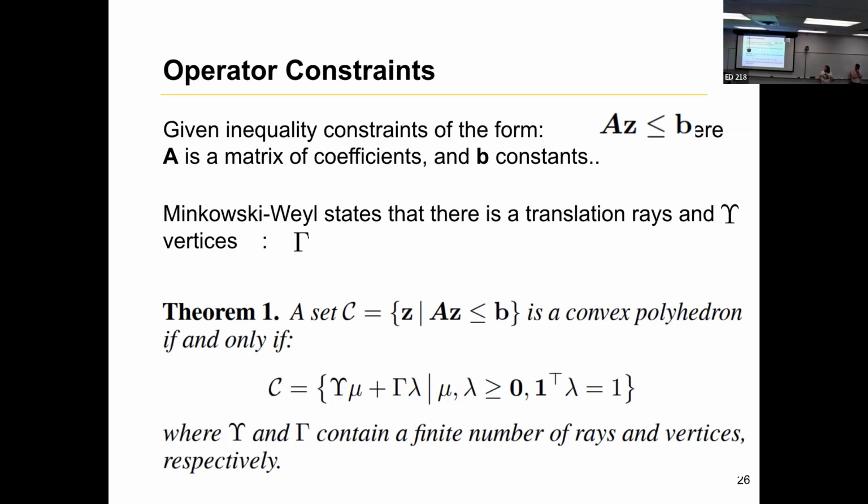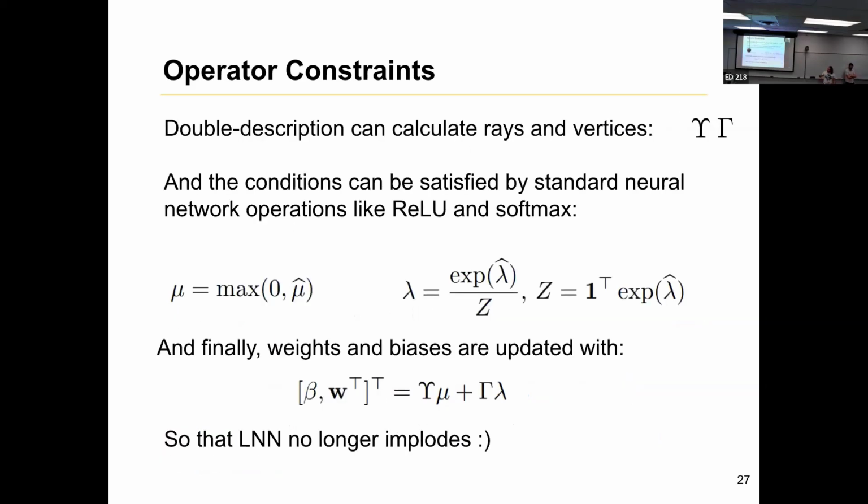And the core thing is that they have to calculate mu and lambda to find weights and biases that satisfy the constraints. The way they do this is with off-the-shelf network operators: they use max, softmax, and ReLU to calculate mu and lambda. Then once mu and lambda are calculated, they can plug in epsilon and gamma from the double description algorithm, and update their weights and biases so that they satisfy these constraints.